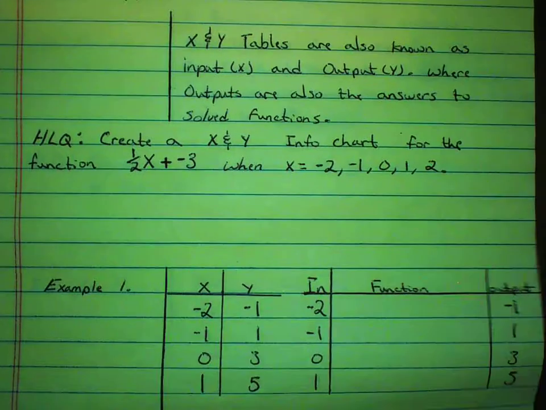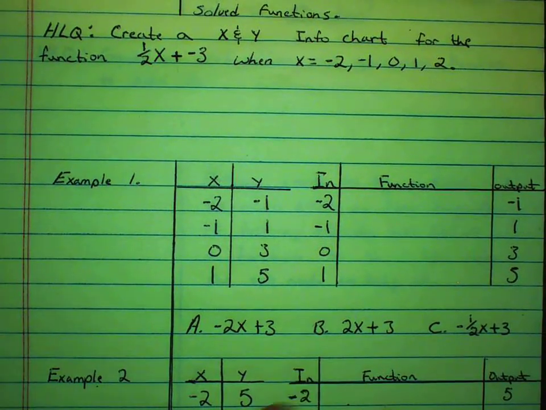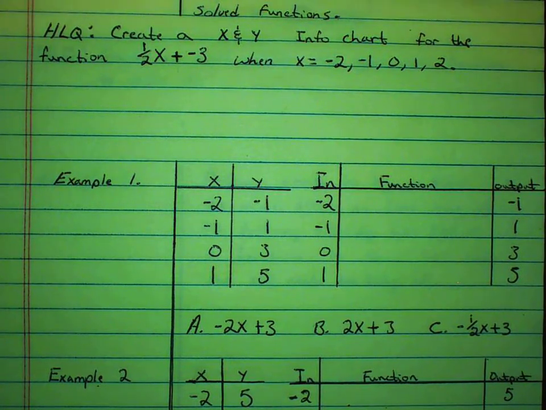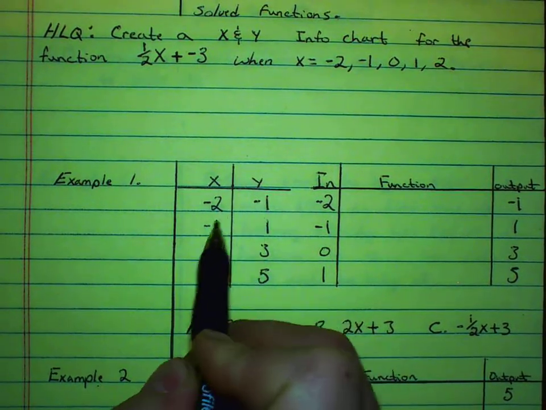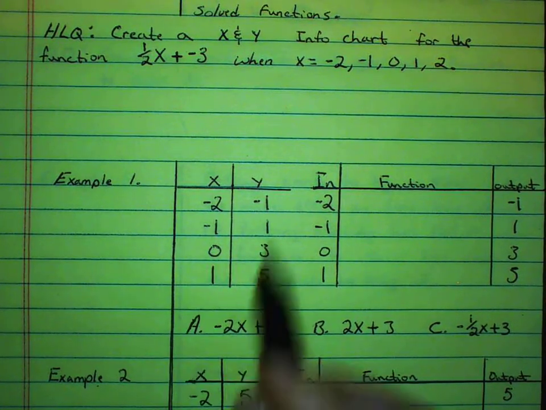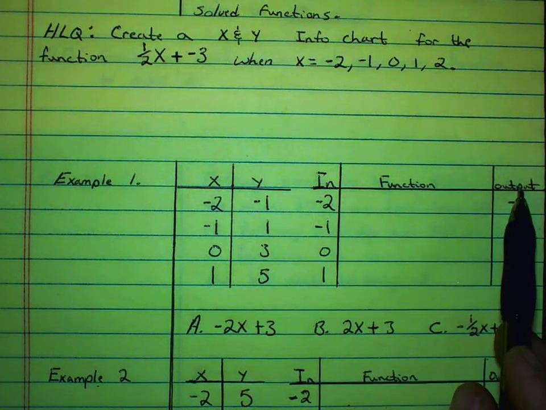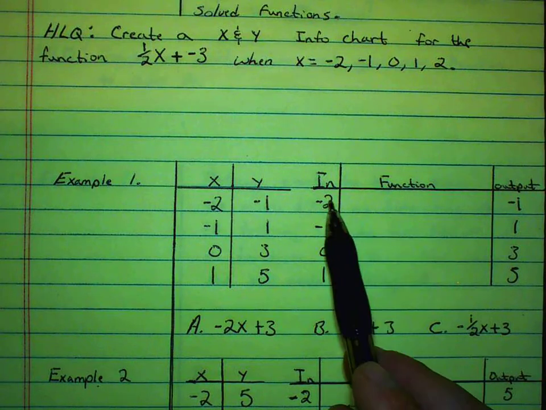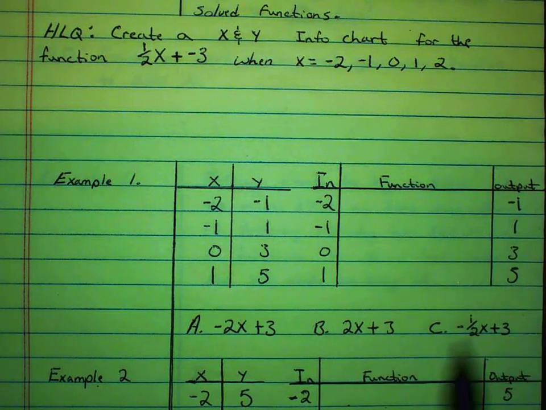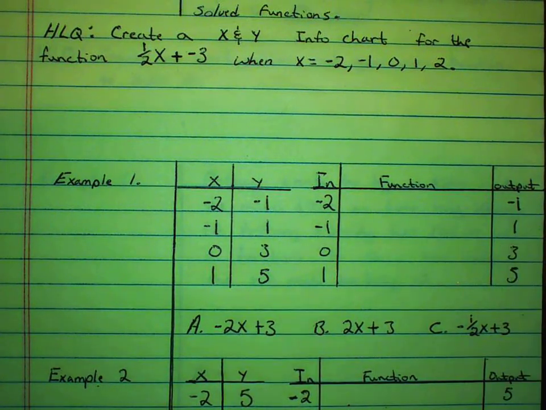Okay, so let's look at example 1 here. You start with this X and Y chart of -2, -1, -1, 0, or 1, 0, 3, 1, 5. X column, Y column, inputs, outputs. I've already created my info chart right here, my input function output, and put my inputs in and got my outputs. I have 3 answer choices down here. One of these 3 is going to solve with this input and give me that output. What I have to do is go through and work these out.